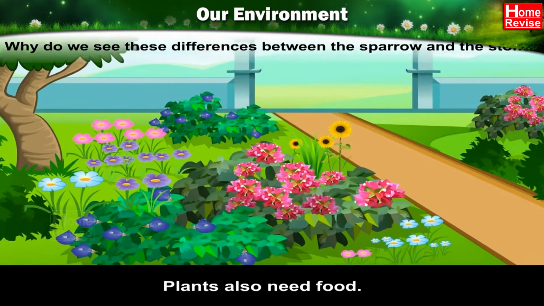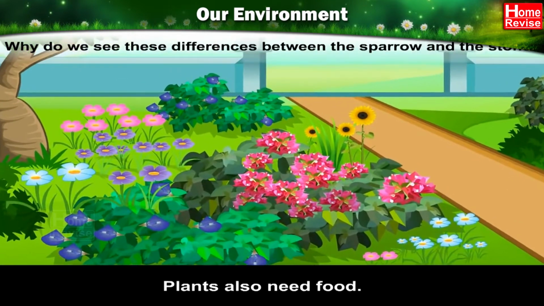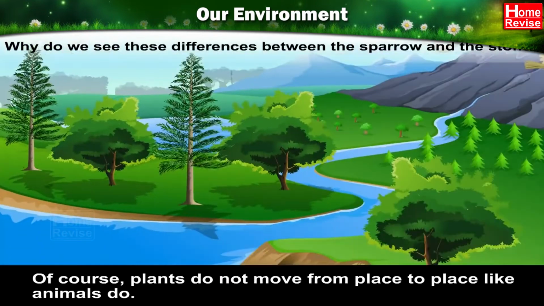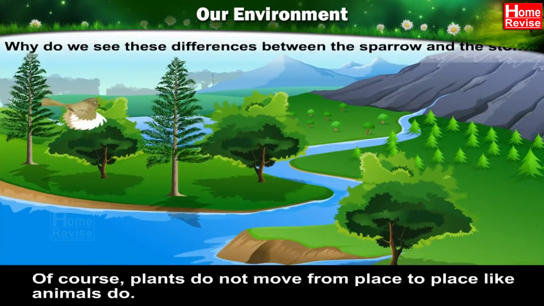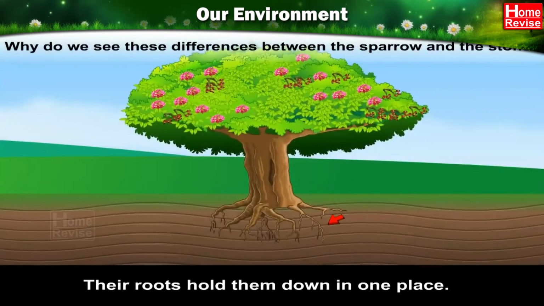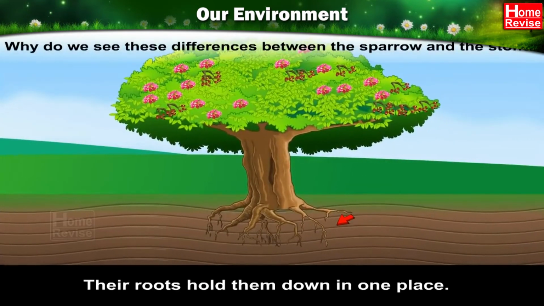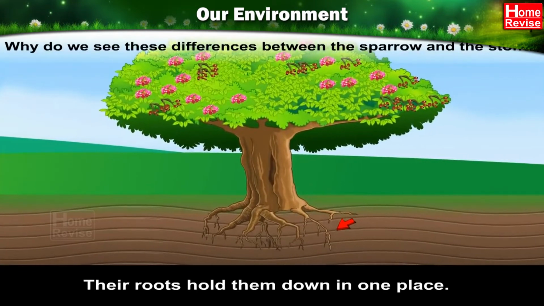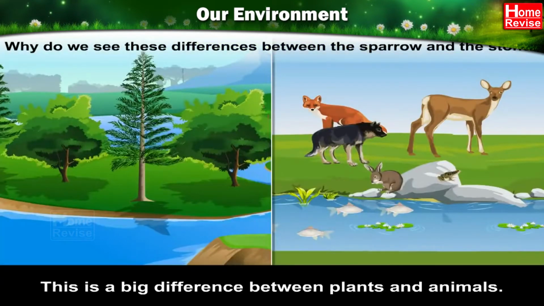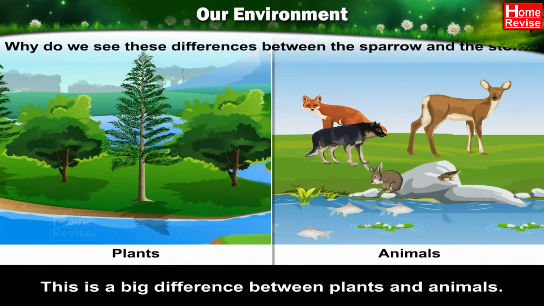Plants also need food. Of course, plants do not move from place to place like animals do. Their roots hold them down in one place. This is a big difference between plants and animals.